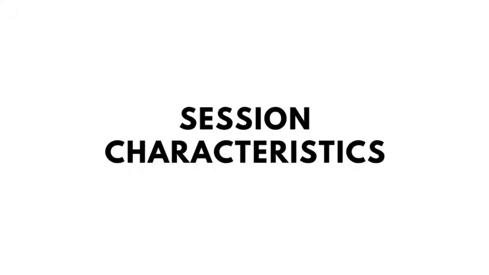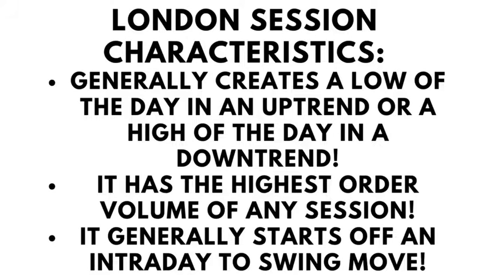Session characteristics. For this part of the video, again, like the section before, I will be focusing on the London session and the New York session. So beginning with the London session, it generally creates the low of the day in an uptrend and a high of the day in a downtrend. It has the highest order volume of any session, which means it can be extremely volatile and can have moves that are harder to decipher. This is why many people complain it is the hardest session to trade.